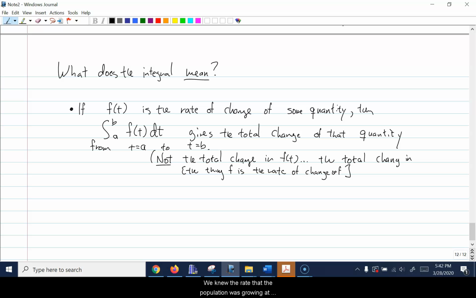We knew the rate that the population was growing at over all those years. We combined those to find out how much the population grew over all of those years. Or the fly example: we know how fast the fly is moving from t equals 0 to t equals 3. We add that up and find out how much the fly actually moved. In both of those cases, we end up knowing the total change in the function, but not the value of the function.